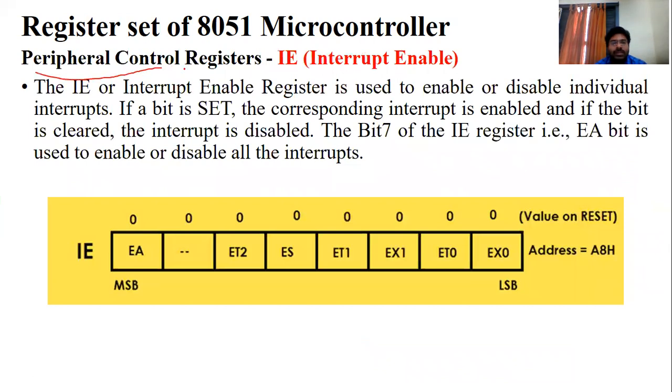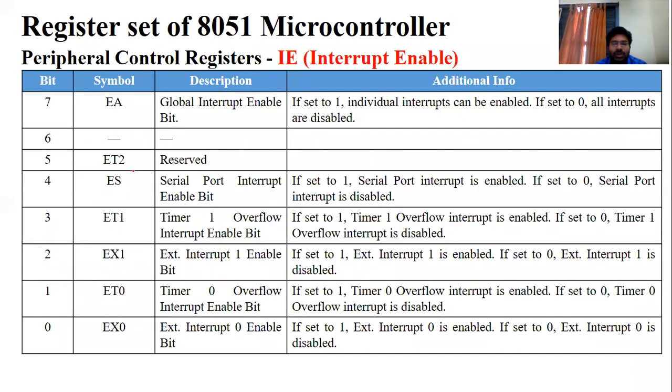The next category is interrupt enable. This is also an 8-bit register. Out of these 8 bits, only 7 bits are used; one is undefined. What is EA? EA means interrupt enable. You remember where EA and the PRG pin are used?